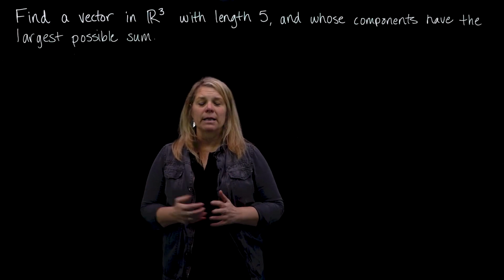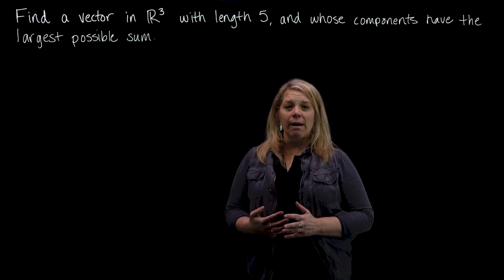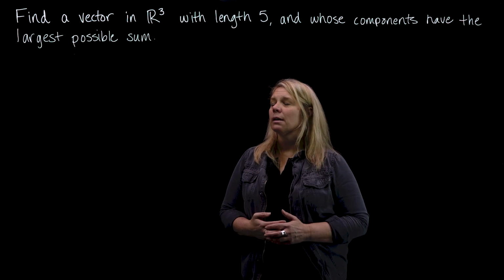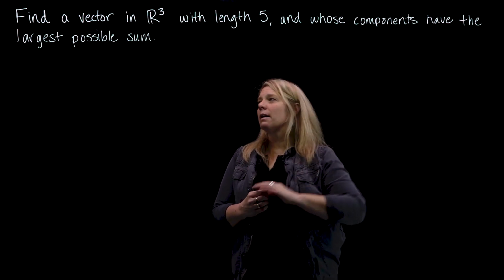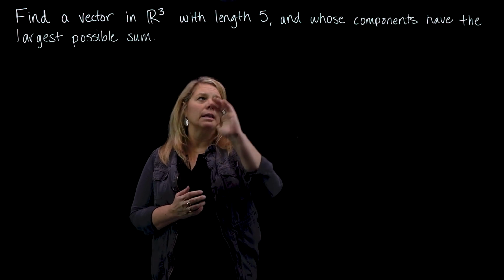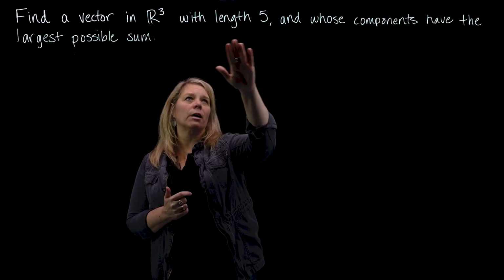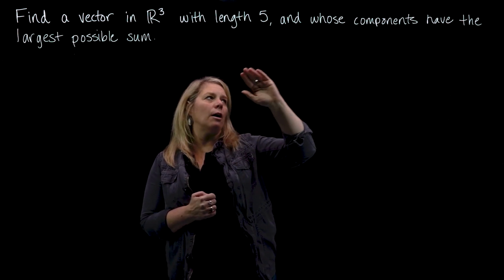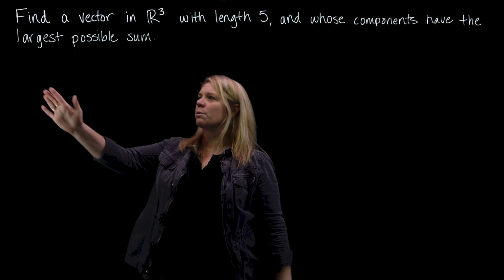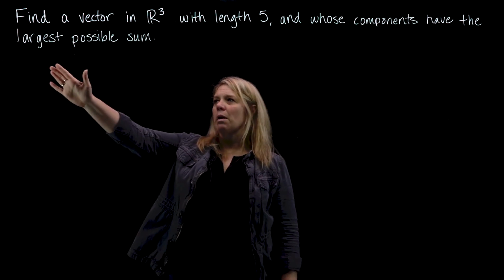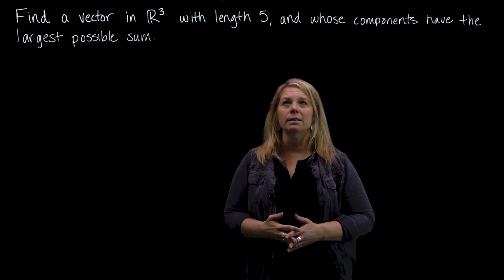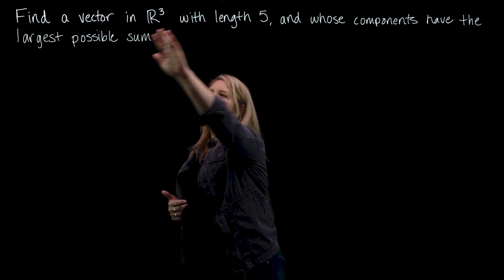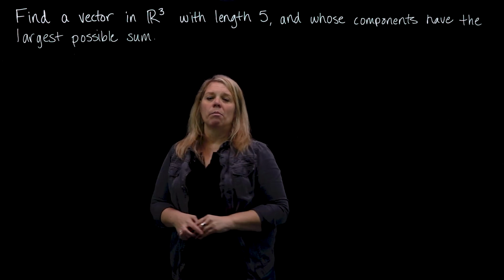Okay, we're going to look at some examples of constrained optimization problems. So we're looking to find a vector in R3 with length 5. So we have a constraint whose components have the largest possible sum. So we want to maximize something here. So that would be how we would know when we read this that we have a constrained optimization problem.